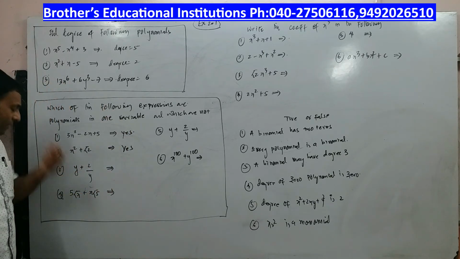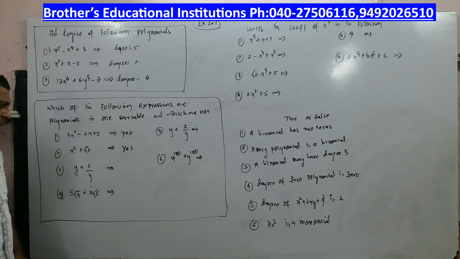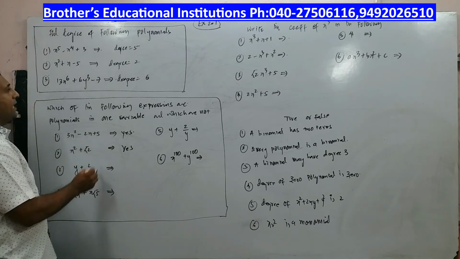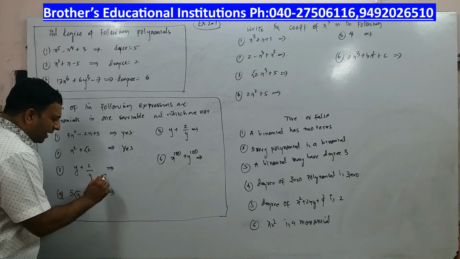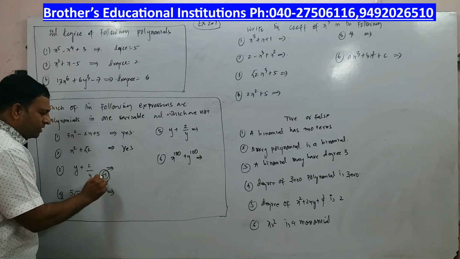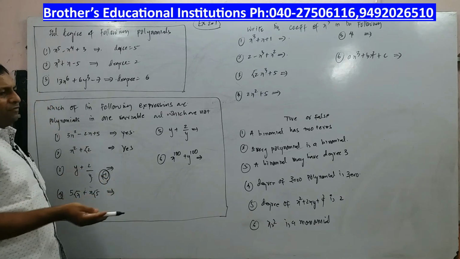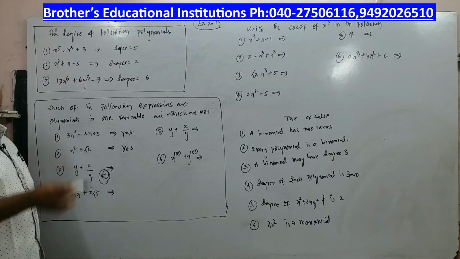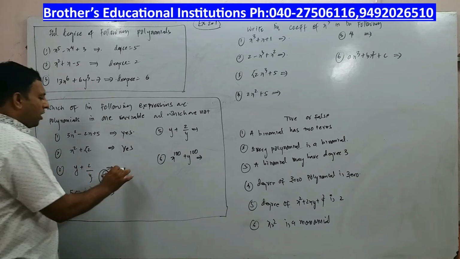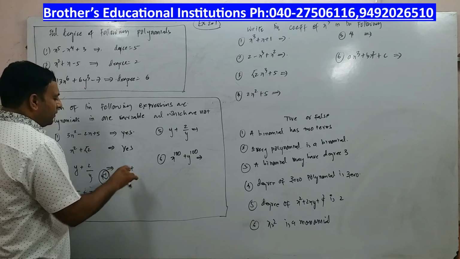Y plus 2 by y. Now here the variable is 1, but 2 by y means it is actually y to the power of minus 1. Y to the power of minus 1 means the power is becoming negative. What is the definition? It should be a non-negative. So is this a polynomial? No.